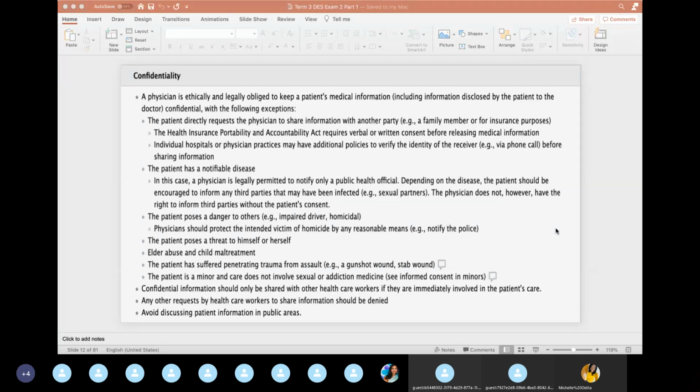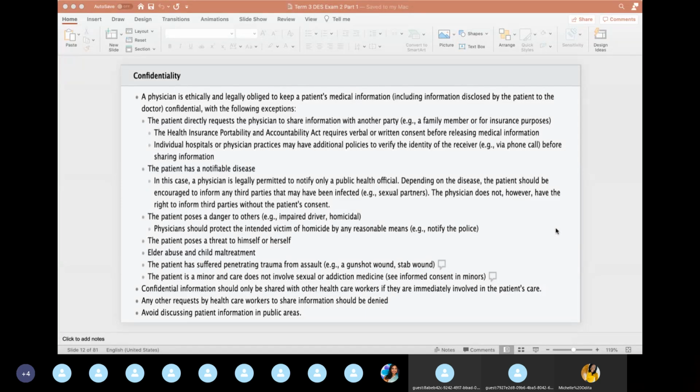If the patient has a notifiable disease that you need to report to the public health official, you as a physician should encourage your patient to inform any third parties that may have been infected. However, high yield, you as the physician do not have the right to inform third parties without the patient's consent. You tell the patient the only ones that can know about this are the CDC or a public health official. You encourage the patient to tell any third parties involved that they have been infected.